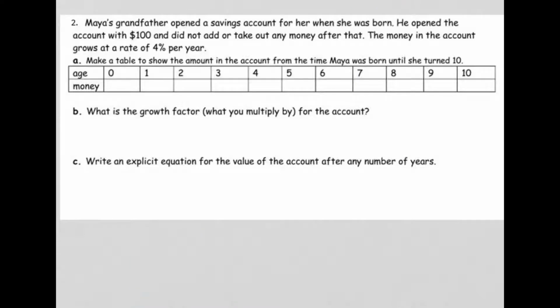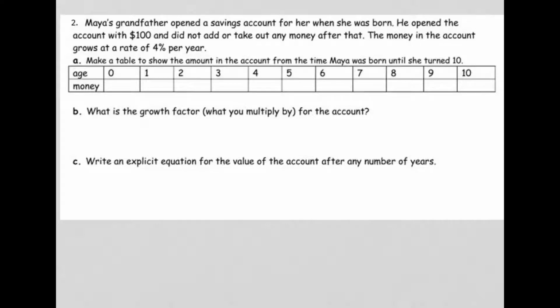Okay, Maya. This is another kid with a really nice grandparent. Her grandfather opened a savings account for her, and he only put $100 in. And then he didn't add any money before or after that. Just like, welcome to this world. Congratulations for being born. Here's $100. And the money is going to grow at a rate of 4% per year. So let's figure out how much money she would have when she turns 10. Or every year in between there.